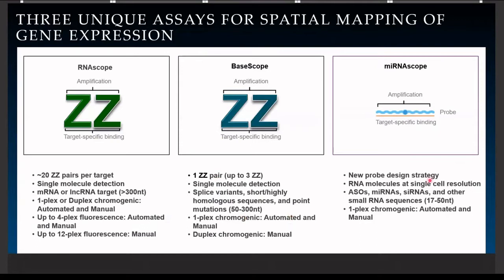And finally, our recently launched microRNAscope assay, as the name suggests, was designed to detect targets that are really short, between 17 to 50 nucleotides long, and these are mainly your targets such as microRNAs, siRNAs, and antisense oligos. So these are our three major branches of assays under the RNAscope technology.